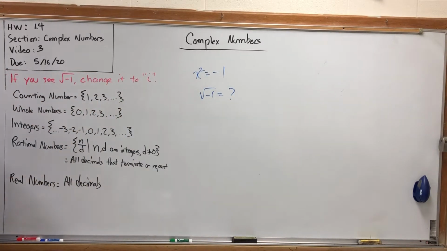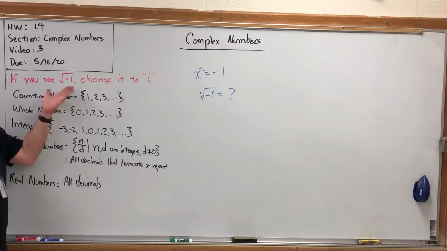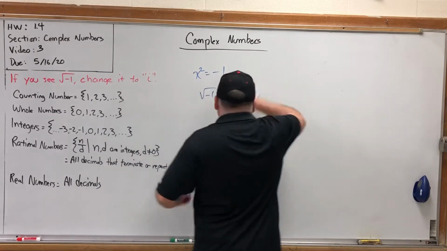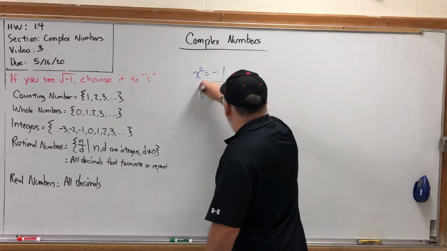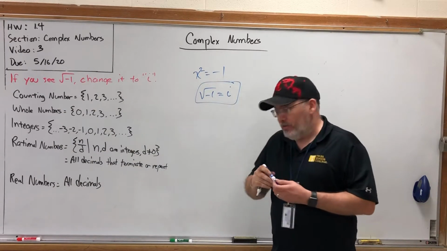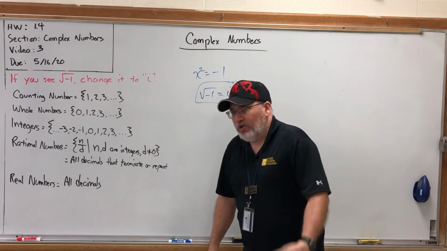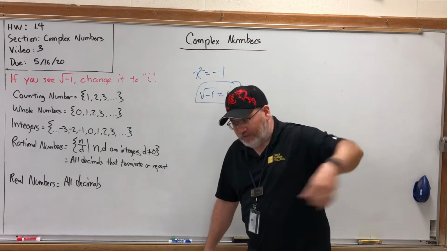Then somebody finally had the fortitude to say, if you see the square root of -1, change it to i. In other words, they defined the number i to be the answer to the square root of -1. Keeping in mind that it is not a real number. It does not live on the real number line.